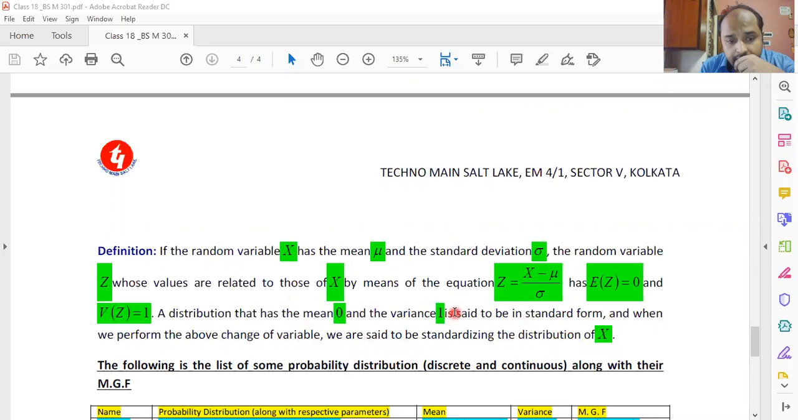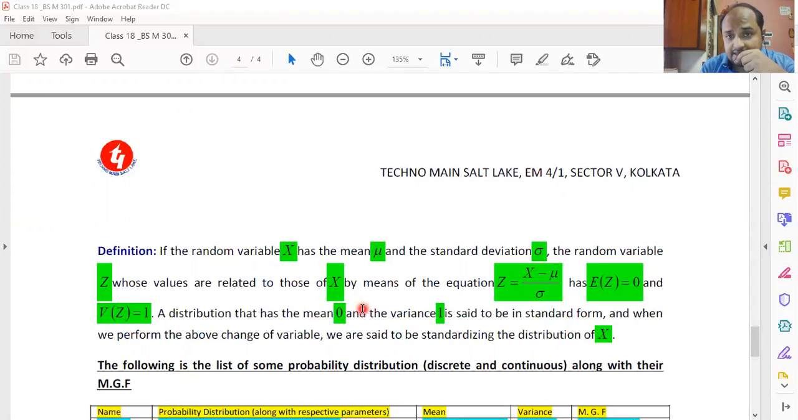Now you see what this definition is saying. In this definition, I have never used the word normal variate, or the word standard normal variate. Rather, I have simply used the word random variable. So the definition doesn't say that it corresponds to a normal variate.